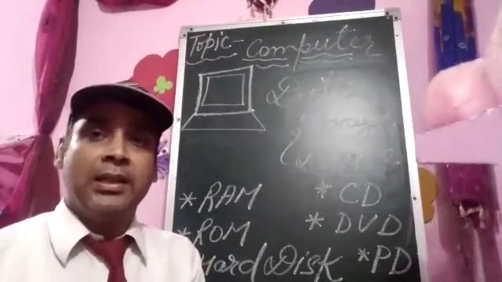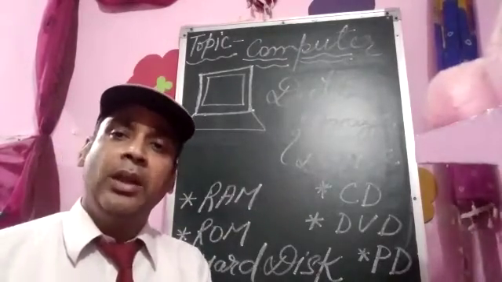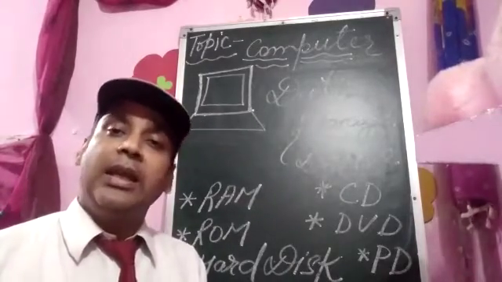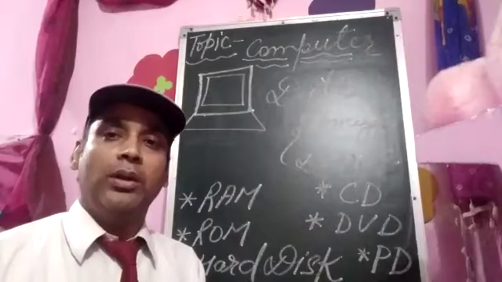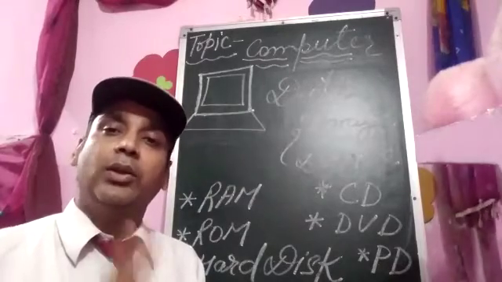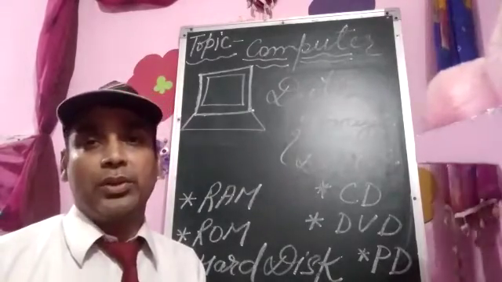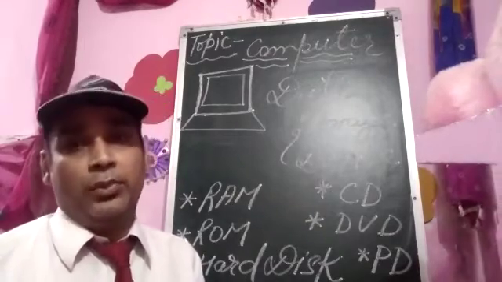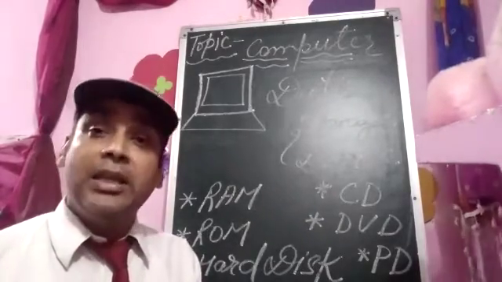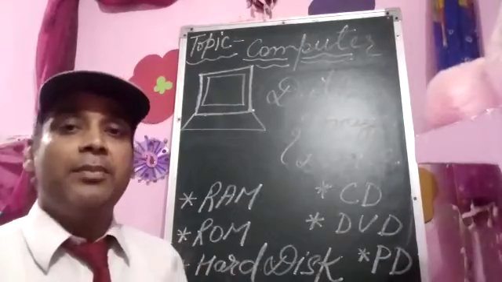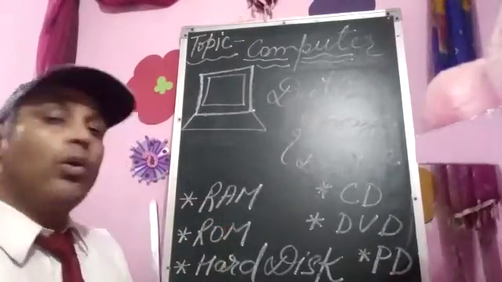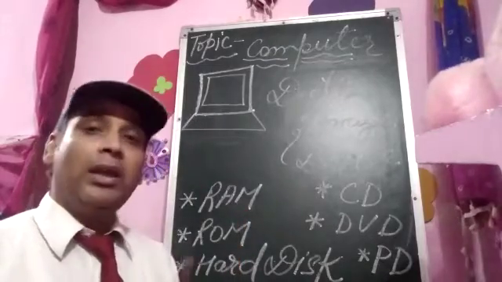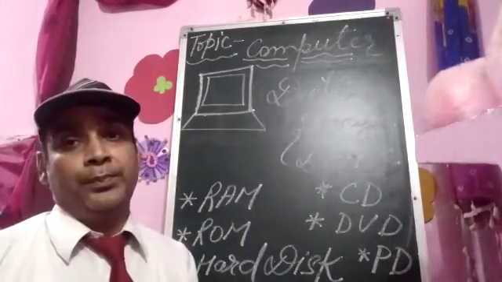Let us discuss. As we have memory in our brain, a computer also has memory; the CPU is called its brain. There are two types of memory in the computer: internal memory and external memory. In internal memory, RAM and ROM are the main things: random access memory and read-only memory.